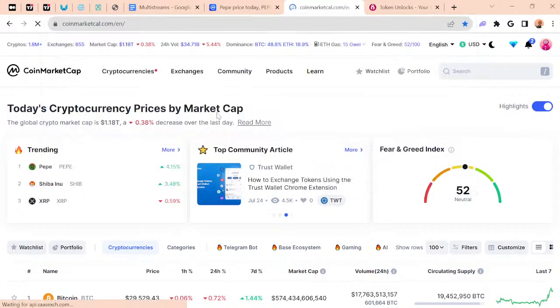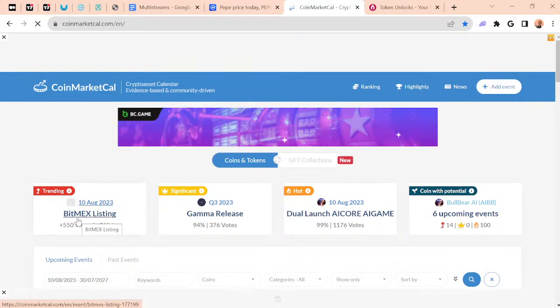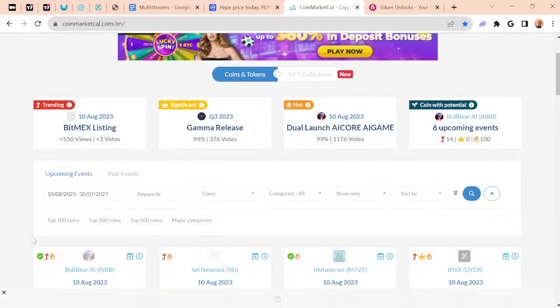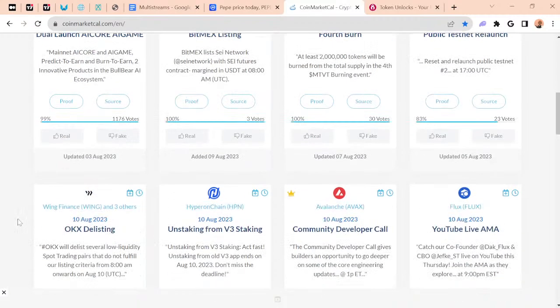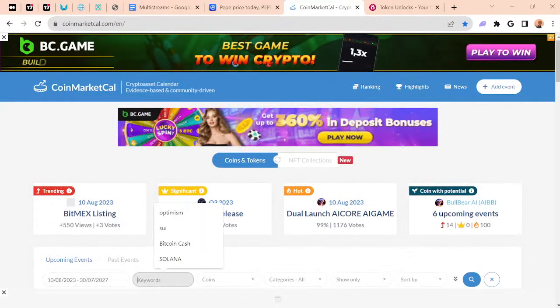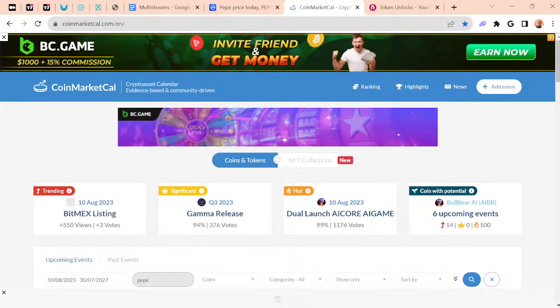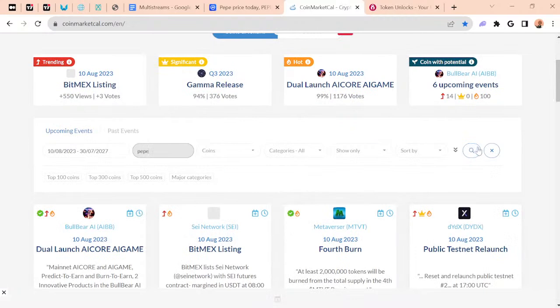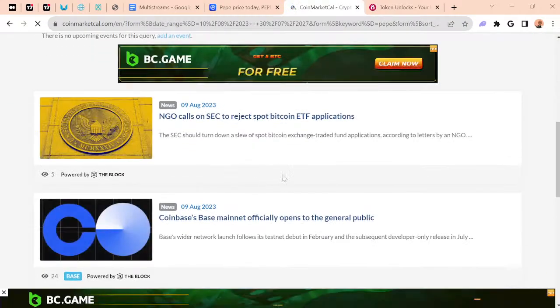Coinmarketcalendar.com. Okay, let me see. Maybe there's a new listing on an exchange or something. So I'm going to use Control F and search for Pep. Okay, there is no news on Pep. There's no event on Pep. Let me use the search bar and type Pep. Sorry about that. Let me see if there's going to be anything. Okay, there is no event whatsoever on Pep.